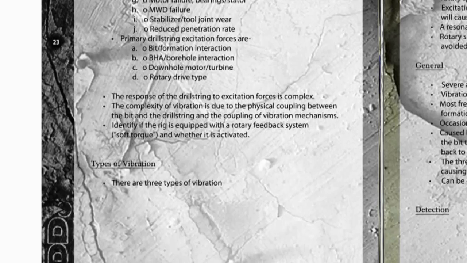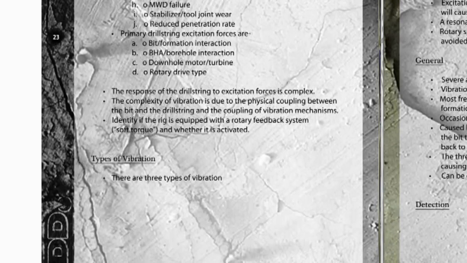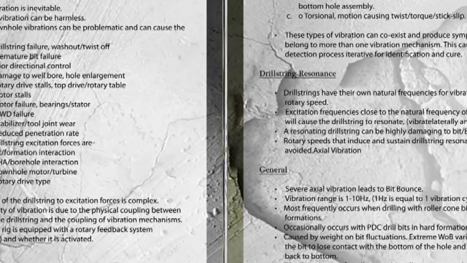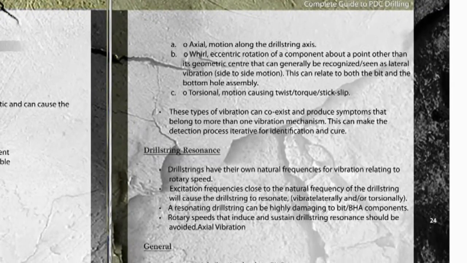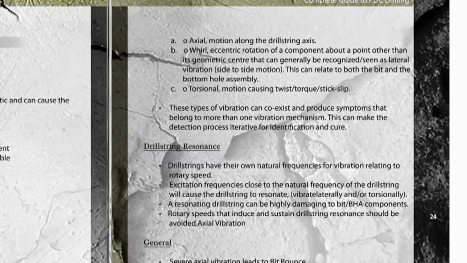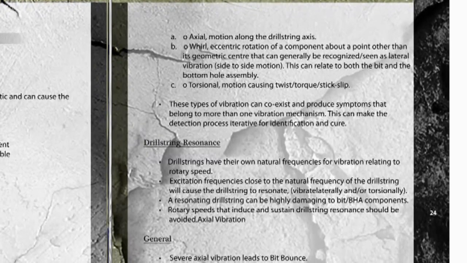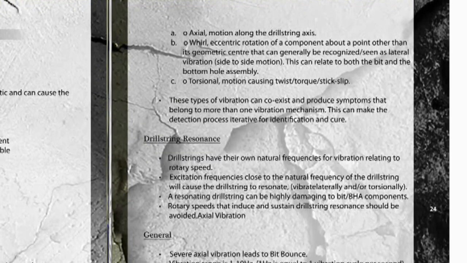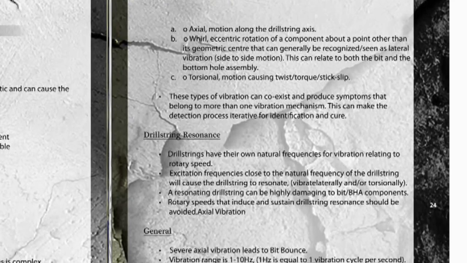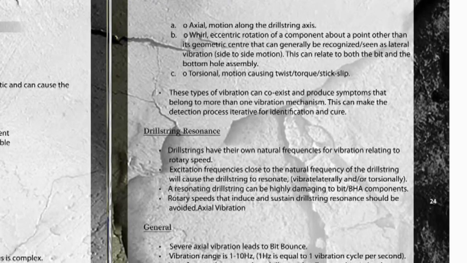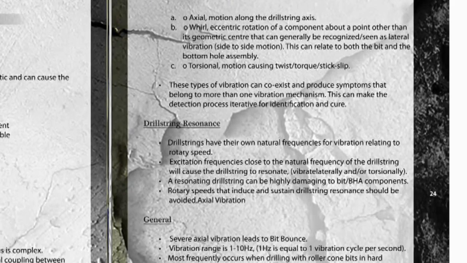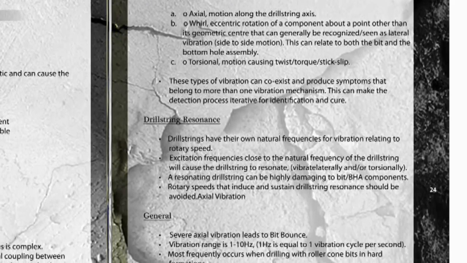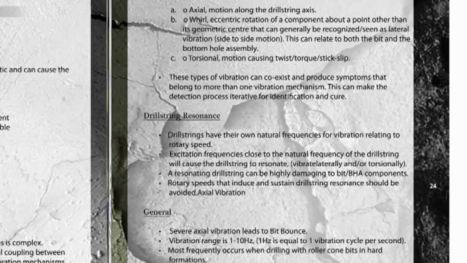Types of vibration. There are 3 types of vibration. Axial, motion along the drill string axis. Whirl, eccentric rotation of a component about a point other than its geometric center that can generally be recognized or seen as lateral vibration, side-to-side motion. This can relate to both the bit and the bottom hole assembly. Torsional, motion causing twist, torque, or stick slip.